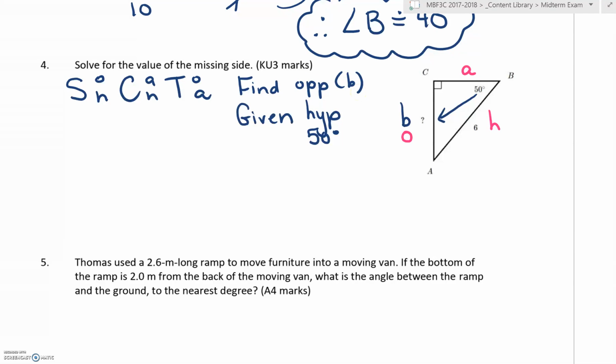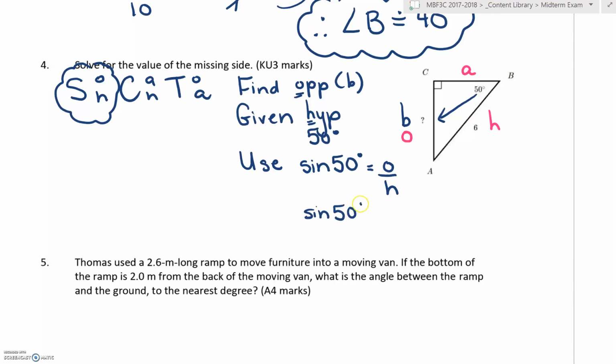So you just have to make sure you use the words opposite, adjacent, and hypotenuse in this section because it might be confusing. Because I'm finding the opposite and I'm given the hypotenuse, you're going to use the sine ratio. But don't forget that besides sine, cos, and tan, I need an angle. So it's sine of 50 degrees equals opposite over hypotenuse. Sine of 50 degrees equals the opposite divided by the hypotenuse, which is 6. And in this case, I'm looking for the opposite, so I'm going to multiply both sides by 6.